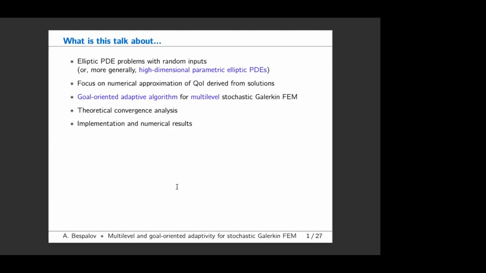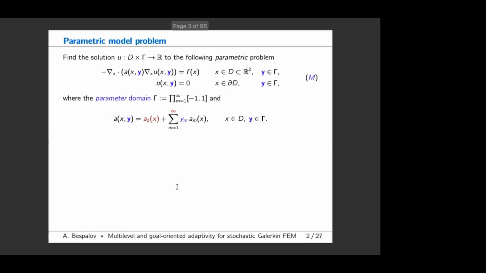The focus here will be on analyzing goal-oriented algorithms that deal with quantities of interest coming from the solution to PDEs. The method that I'm going to talk about is of the class of polynomial chaos methods, it is Stochastic Galerkin FEM, in particular the multi-level version of this method. I will talk about theoretical results as well as numerical results and details of implementation.